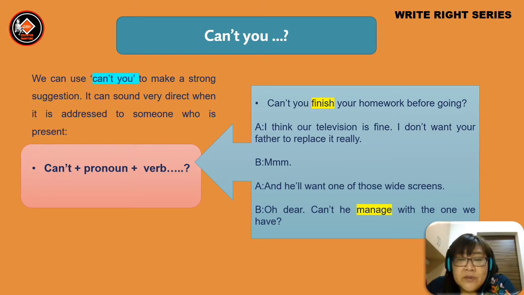And this is a conversation. A. I think our television is fine. I don't want your father to replace it really. And he'll want one of those white screens. Oh dear, can't he manage with the one we have?